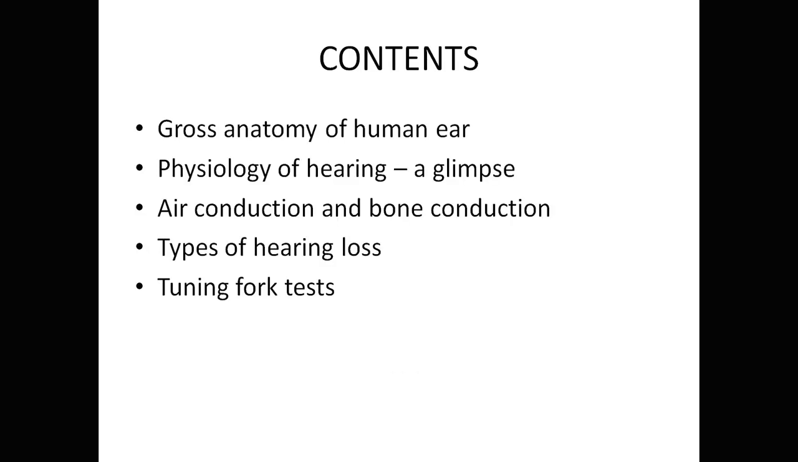So what are the contents under tuning fork tests we are going to discuss? Gross anatomy of human ear, physiology of hearing, a glimpse, air conduction and bone conduction, types of hearing loss, and finally tuning fork tests.